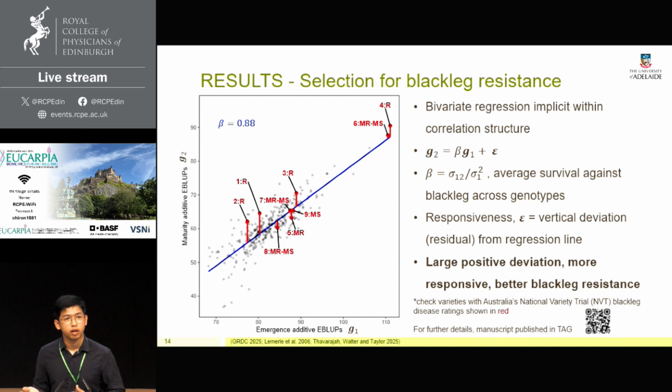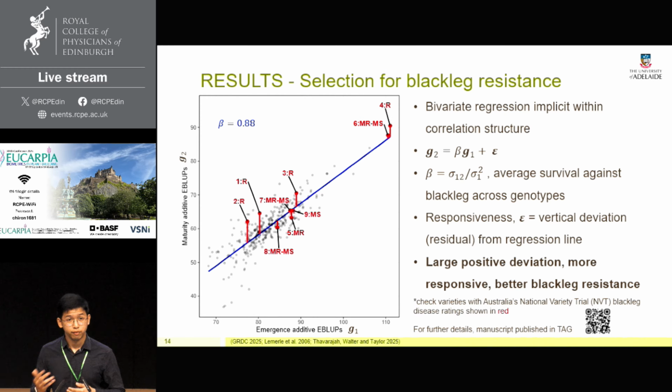And so to provide canola breeders with a useful summary of the bivariate analysis that we have proposed for the selection of blackleg resistance, here I've utilized the regression of the genetic effects that is implicit within the correlation structure, as shown in the plot on the left here, where I've plotted the maturity BLUPs against the emergence BLUPs. And here we can think of the slope of the regression line, which I've shown in blue here, which is 0.88, as the average survival rate against blackleg disease in that population of genotypes at this given environment.